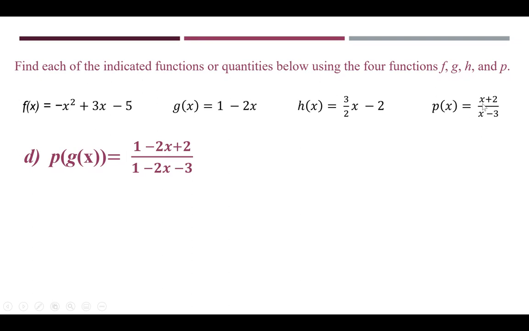So you have 1 minus 2x plus 2 in the numerator, and 1 minus 2x minus 3 in the denominator. Combining your like terms will give you 3 minus 2x in the numerator and minus 2 minus 2x in the denominator. And there's not much I can do to simplify that, so I'll just leave it like that.